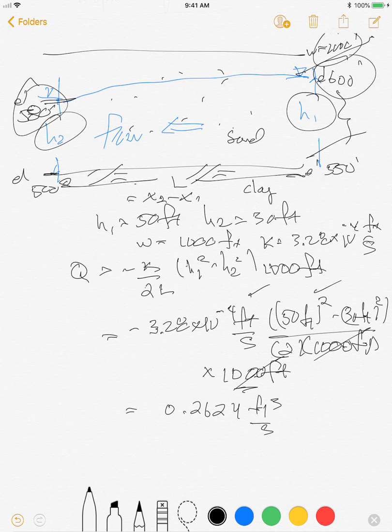And that's the calculation. So what we've done here is calculate the amount of water that would flow between this point over here, H1, through your aquifer over a distance of 1,000 feet. And it works out to be 0.2624 cubic feet per second. And so what we're going to do next is compare this with a numerical calculation, to confirm it and also to have better confidence that we understand what the total flow is.